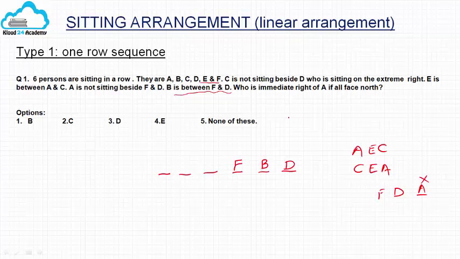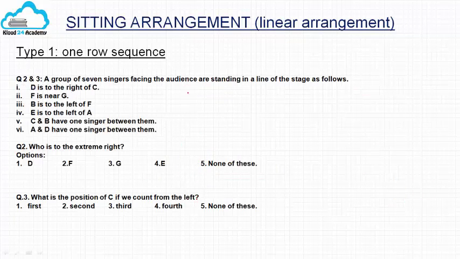Pretty obvious. Who is immediate right of A if all face north? A is not sitting beside F and D. So F is here, so A will not be here. That means A will be here because between A and C, E is there. So very easily we solve this and very quickly. So who is sitting immediate right of A? E is sitting, which is our answer. Let's move to next question.